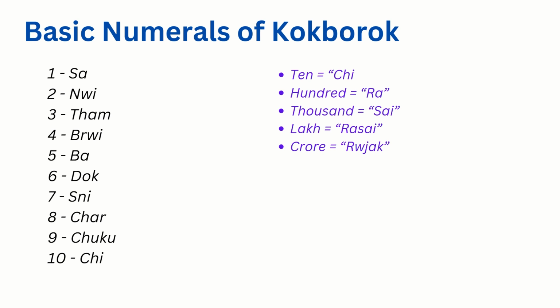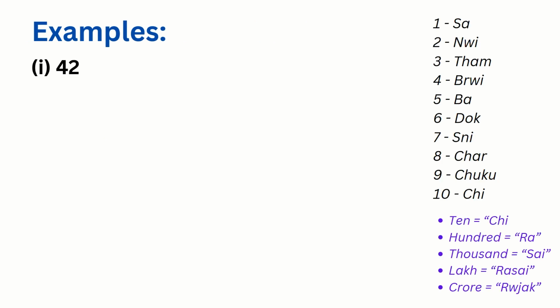Plus, in addition to that, we need to know the terms corresponding to these groups also. For 10 we say chi, for 100 we say ra, for 1000 we say sa, for a lakh we say rasai, and for a crore we say ruzak. And with the help of only these terms, we can construct the term for any Kokborok number by the best combination of these terms. Let us familiarize ourselves with the rules by directly delving into solving a few examples.